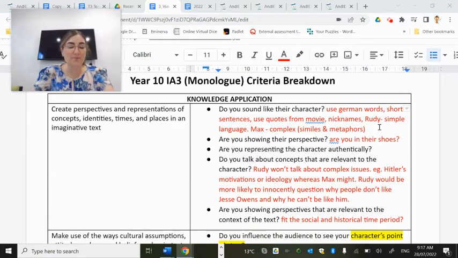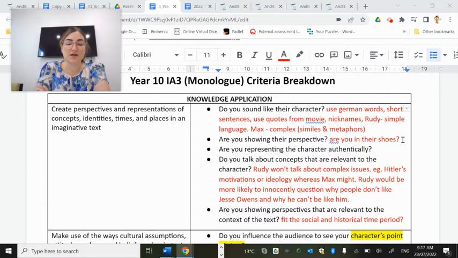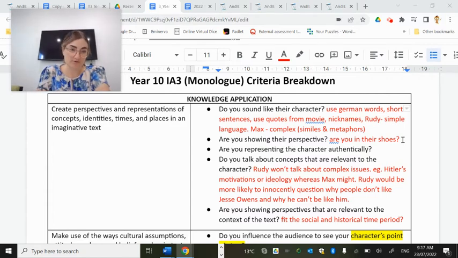So remember, books are life to Max, whereas Rudy, he's more interested in playing soccer and hanging out with his friends and Liesel. So, are you showing their perspective? Are you putting yourself in their shoes? Do you talk about their values and beliefs, not yours, because you are the character? So, talking about concepts and issues that are important to your character. So, Rudy, for example, loves Jesse Owens.